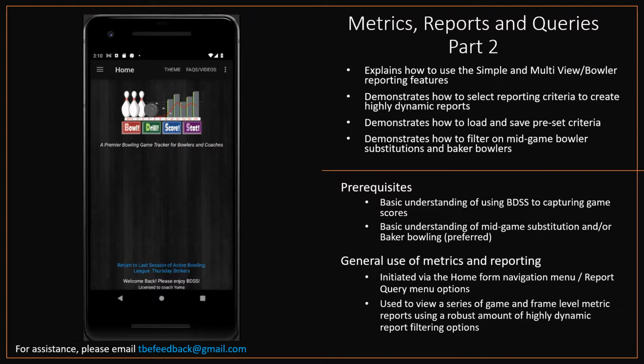In addition, report results can be targeted while bowling as a mid-game substitute, when not bowling as a substitute, or while bowling Baker. And reporting for scoring formats of regular and no tap are supported. And once the report and selected criteria is built, it can be saved to be executed later.